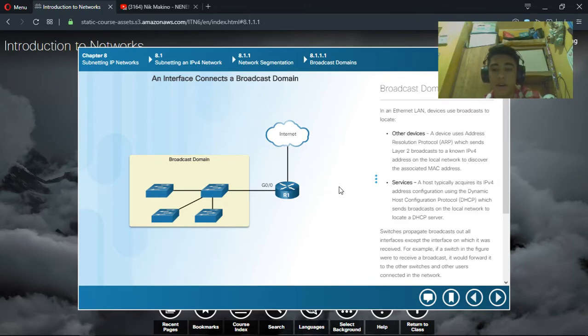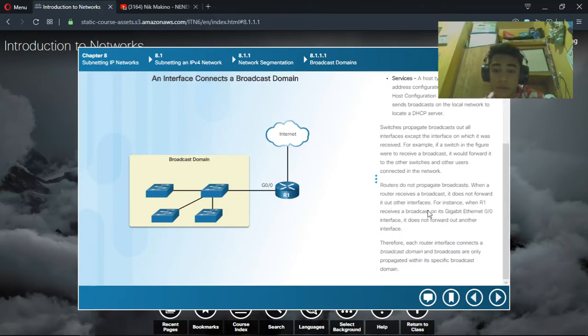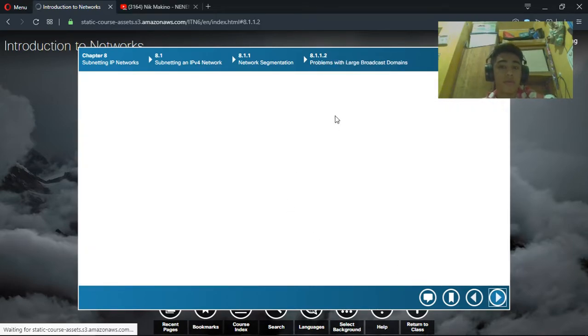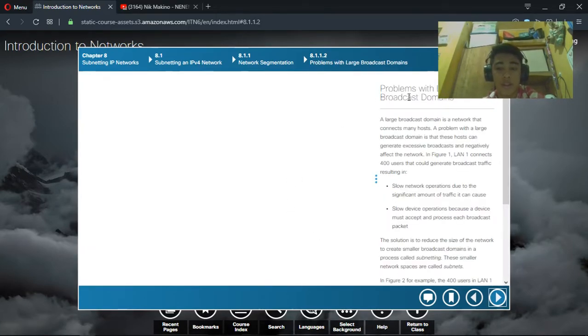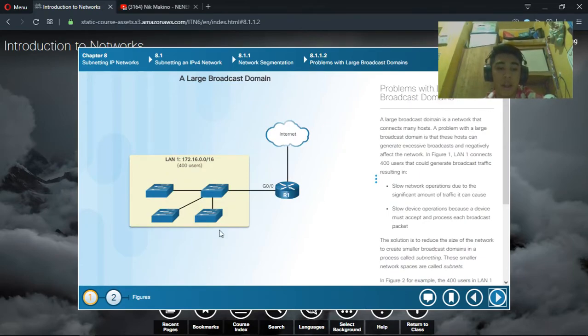For services, a host typically requires its IPv4 address configuration using Dynamic Host Configuration Protocol or DHCP, which sends broadcasts on the local area network. Problems with a large broadcast domain: when the broadcast domain is very large, you get slow network operation because of the amount of traffic it can cause, and slow device operation because each device must accept and process each broadcast packet.